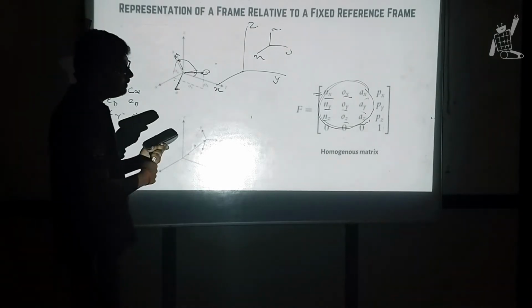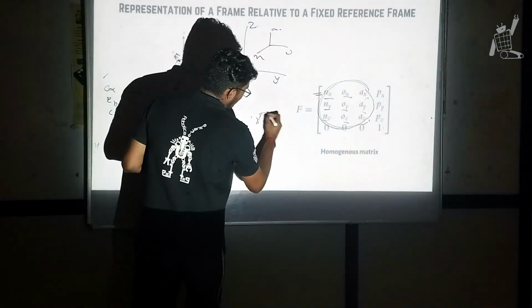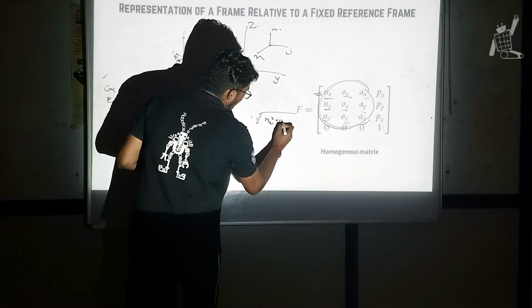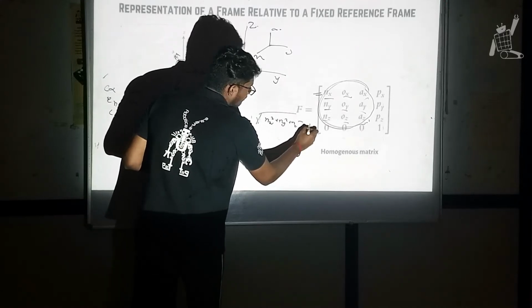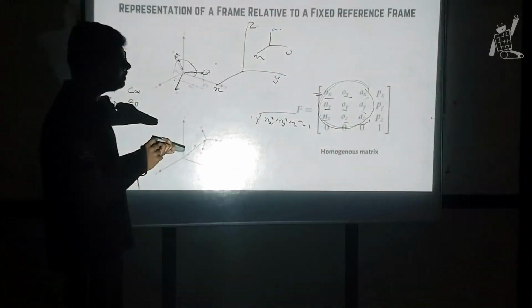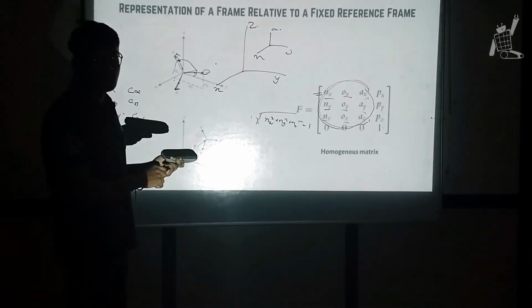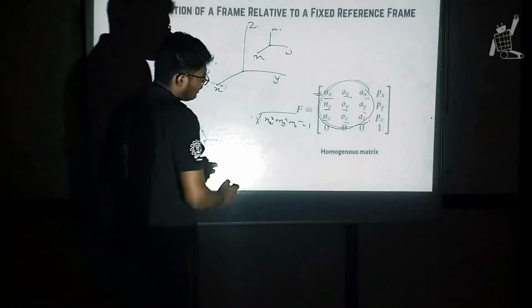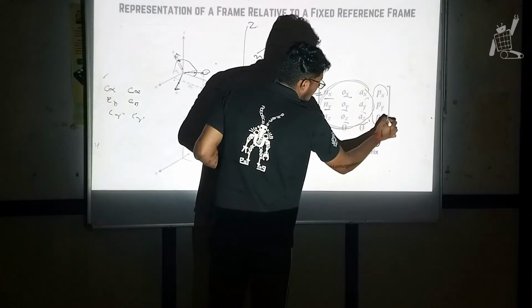The value will be root of nx square plus ny square plus nz square, which will be equal to 1. So the magnitude will be 1. Similarly for O also, and A also, it will be 1. And then now I will go with this part.